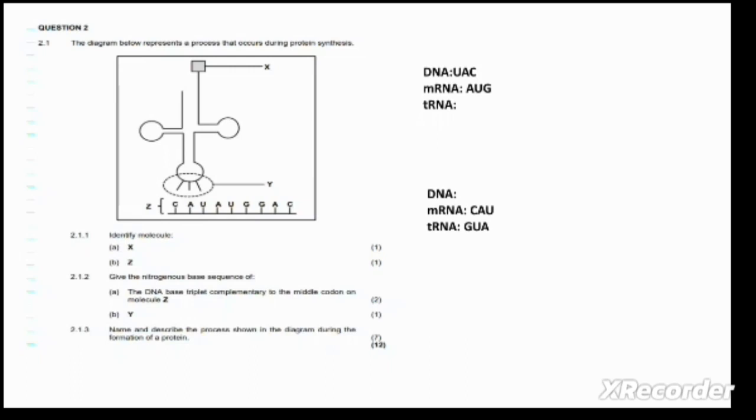The next question says, name and describe the process shown in the diagram during formation of a protein. This is translation. Each tRNA carries a specific amino acid. When the anticodon on the tRNA matches the codon on the mRNA, the tRNA brings the required amino acid to the ribosome. Amino acids become attached to each other by peptide bonds to form the required protein.